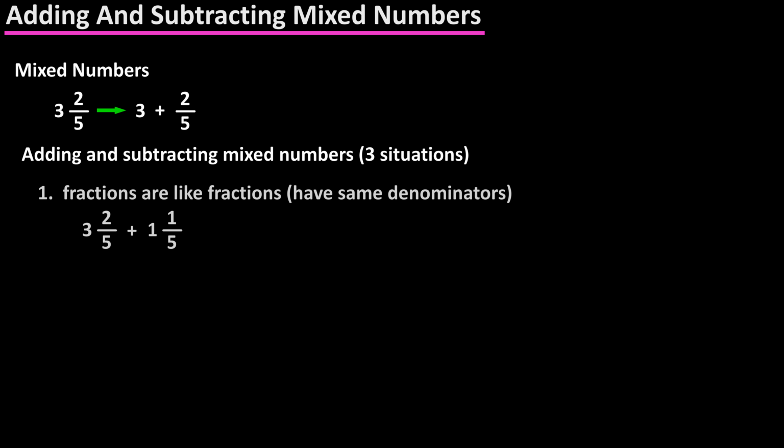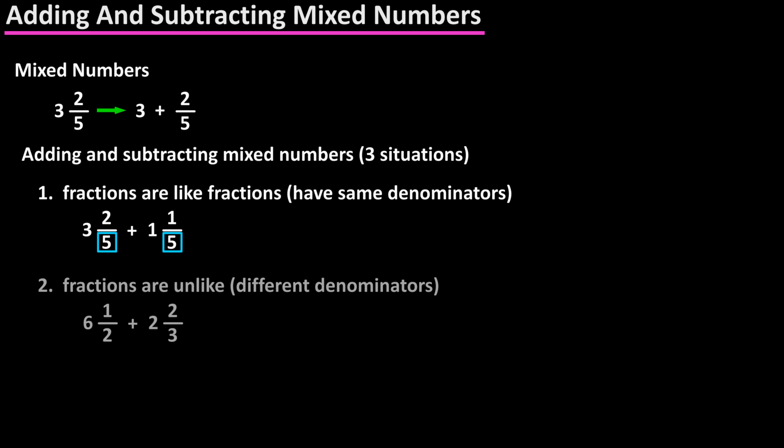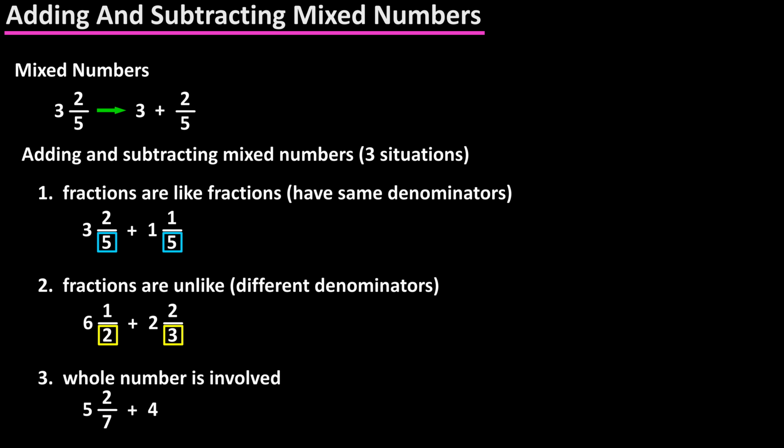The first is where the fraction parts of each of the numbers are like fractions. That is, they have the same number in the denominators, the bottom part of the fraction. The second is where the fraction parts of each of the numbers are unlike fractions. That is where they have different numbers in the denominators. And the third is where one of the numbers in the addition or subtraction is just a whole number.